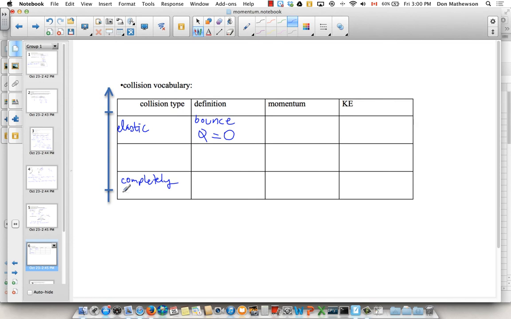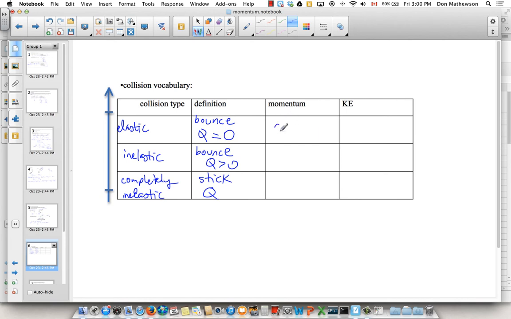And in that collision, the objects stick together. And then there's significant thermal energy in that one. And then in between, there's just inelastic, which is sometimes called partly elastic. So here, they bounce off each other, but again, there's thermal energy that's created. There's a loss of kinetic energy.